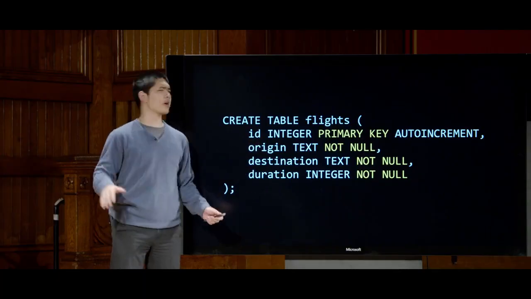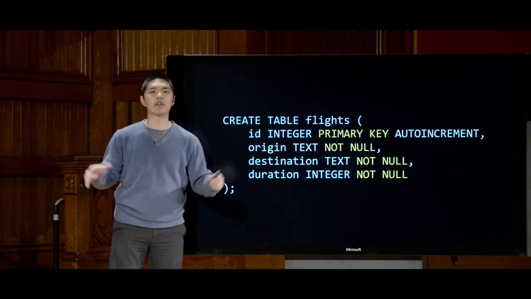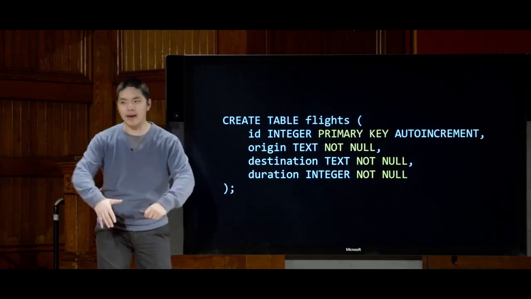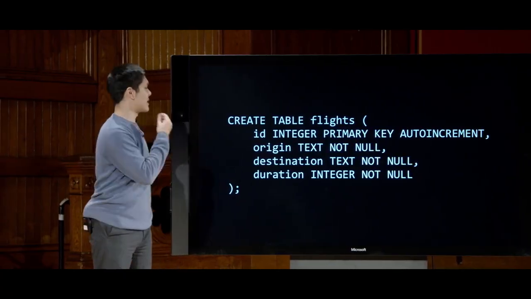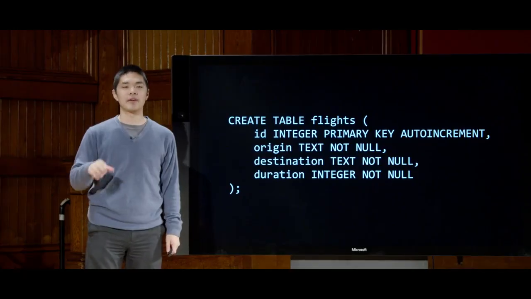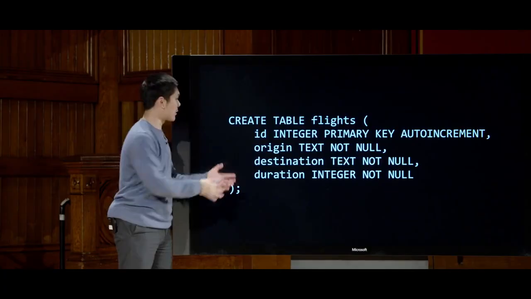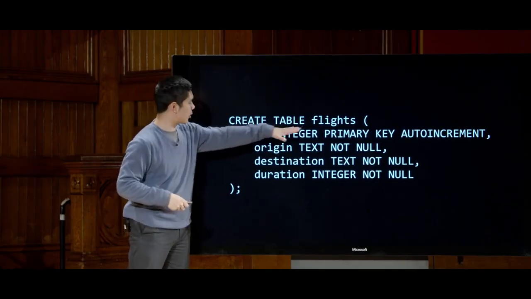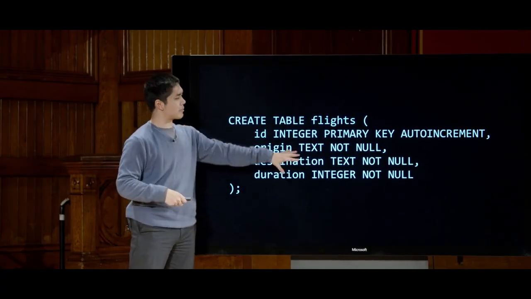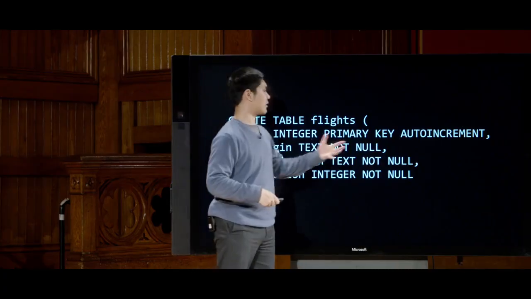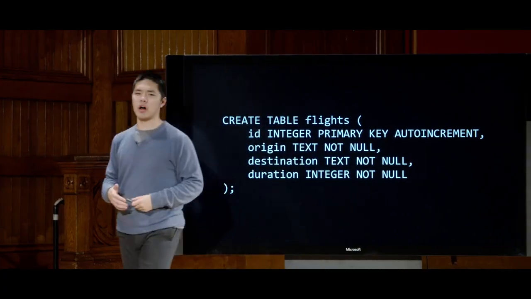But I don't have to worry about giving it an ID. SQL is going to handle that for me automatically, giving that new row in that table the next available ID number. So here then is the way we create a table: by giving the name of the table, each of the columns, the types for each of those columns, and then any constraints that we would want to place on those columns.